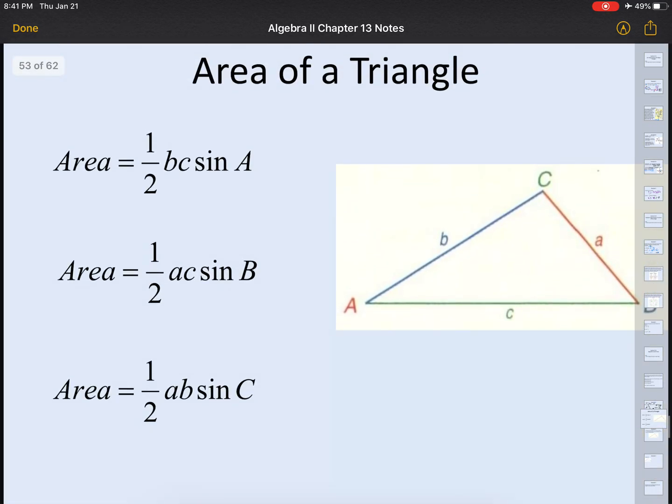The last thing we're going to talk about here is the area of a triangle. And we have three different formulas we could use depending on what kind of information we're given. It's always using 2 out of the 3 side lengths and some kind of angle that we're given, and we're going to take its sine.